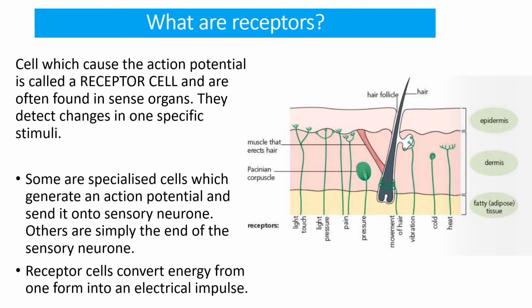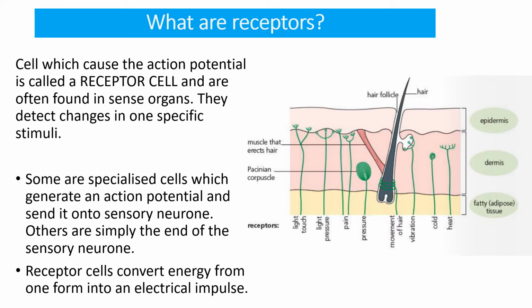Receptors are specialized cells, and they cause the action potential. Okay, so there's the cells that basically receive and detect the change in the stimulus, and they cause the action potential to be fired, so they cause the response to happen. They're found in the sense organs, and they, as I said, detect normally one specific stimulus. So, for example, the receptors in your retina detect the changes in the light that enters your eye, and you have baroreceptors in your arteries and veins, which detect the change in blood pressure.